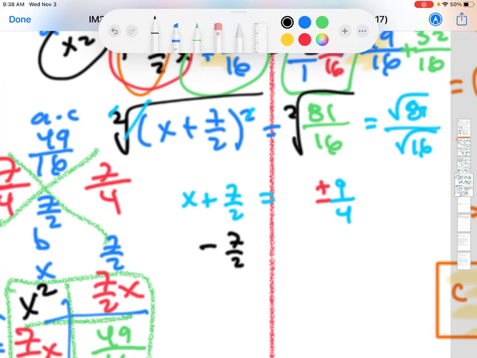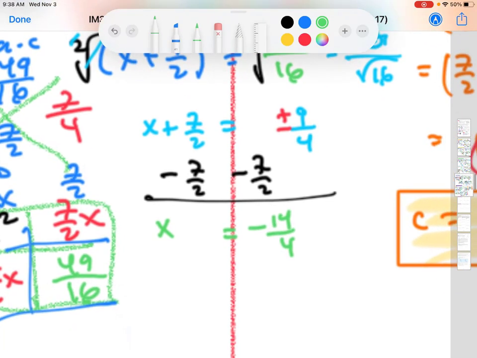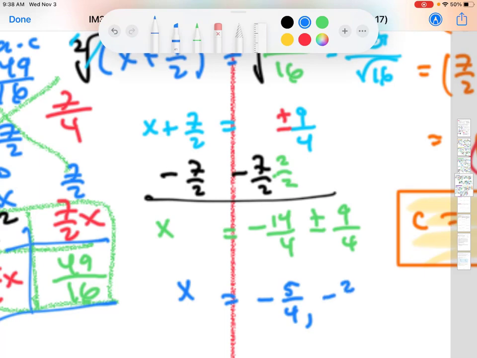Okay, so now we're going to subtract 7 halves. Let's think strategically. This one is really negative 14 over 4. How did I get that? I just multiplied by 2 because I see the denominator 4. And then I can do negative 14 plus 9 is negative 5 over 4. Negative 14 minus 9 is going to be negative 23 over 4.